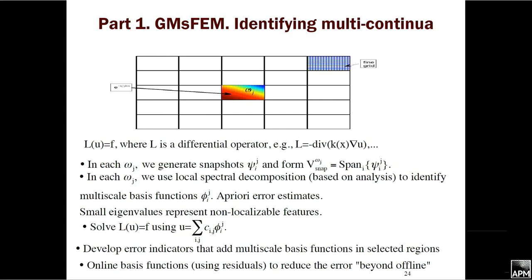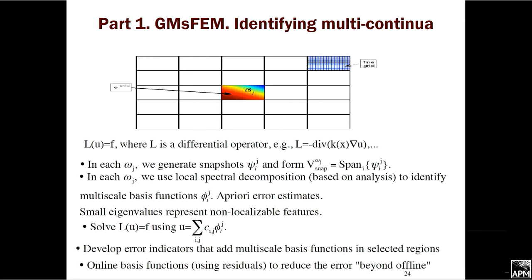Now I'm going to talk about the main thing which I started with in the beginning, what I call the generalized multiscale finite element method. This is the first step of how we build the convergent macroscale model. I'm doing it for an elliptic equation and will show some examples.